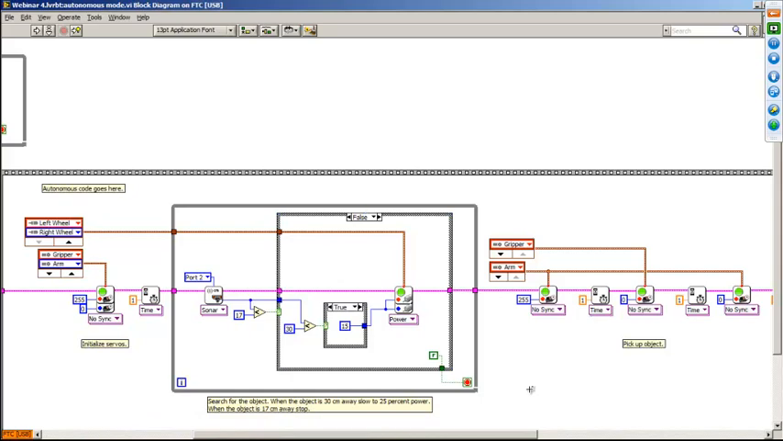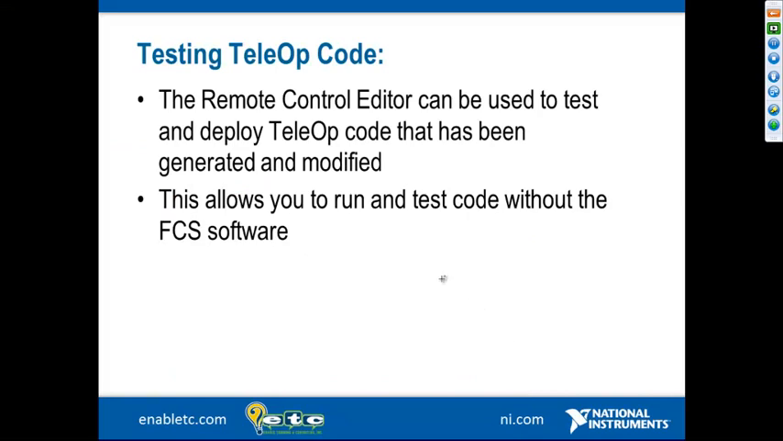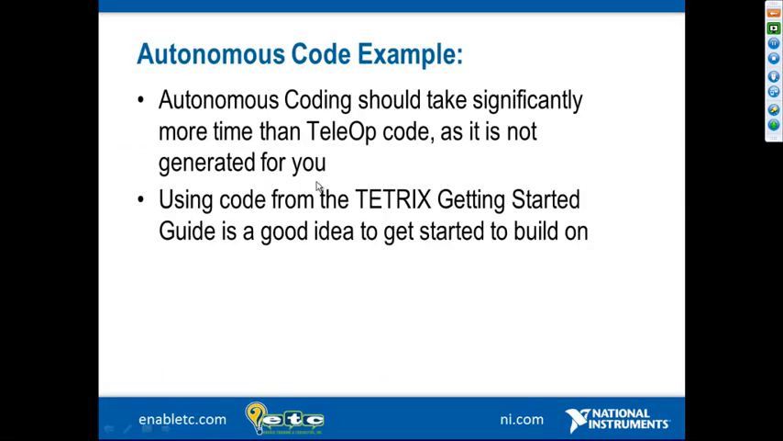But before we do that, let's take a look at the context of what our goal is for this autonomous code. In general, autonomous coding should take a lot more time than the teleop coding because the autonomous code is not created for you. Unfortunately, there is no generate autonomous code function built in because everyone's robot is different. But there's a really great way to get started. The Tetrix Getting Started guide material, which we've previously referenced in other webinars, is a nice way to get started and build on, because a standard robot with an arm, a gripper and a couple of DC motors is a very common building block for a successful FTC bot.